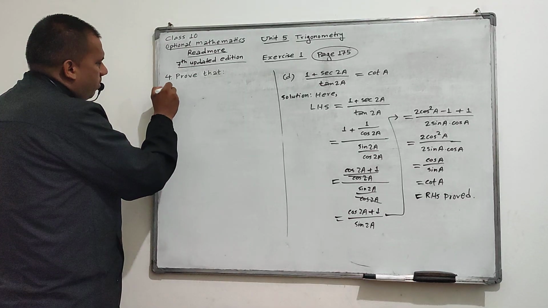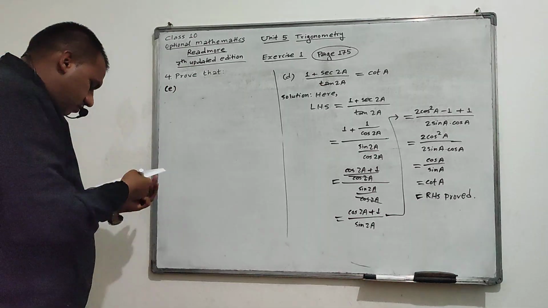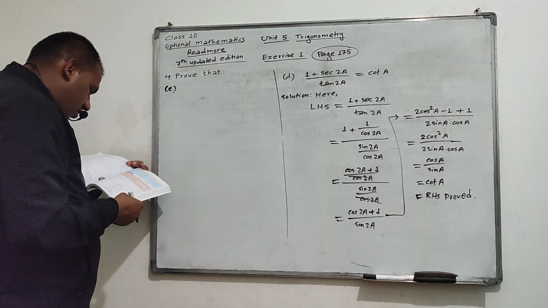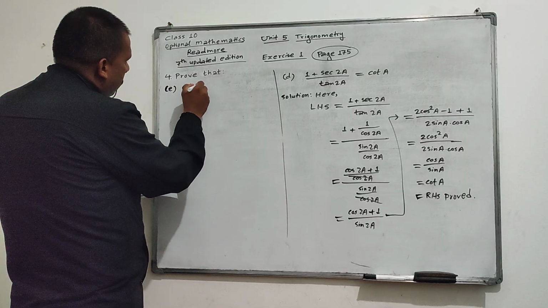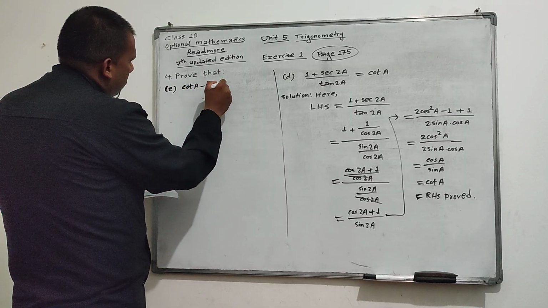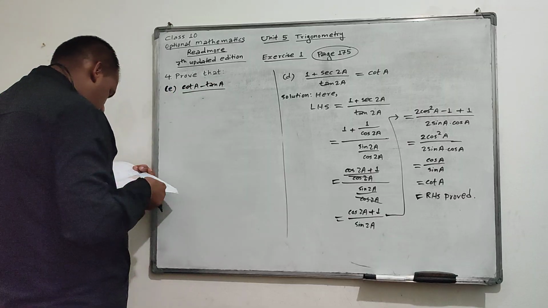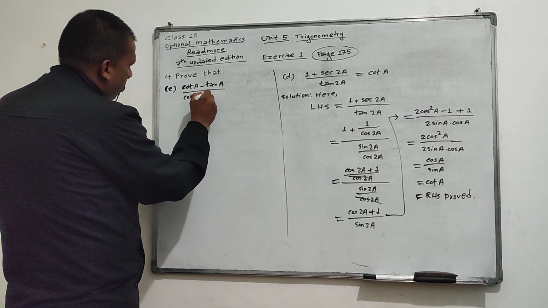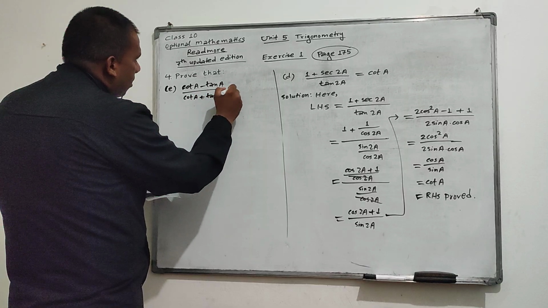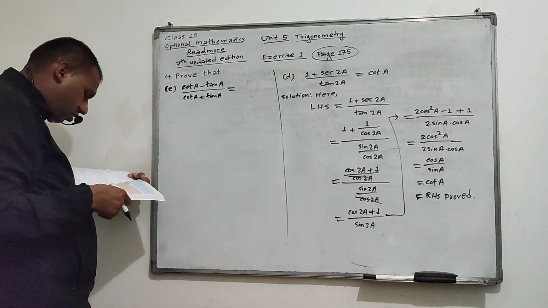Now for E, we have (cot a minus tan a) whole upon (cot a plus tan a). This equals cos 2a.